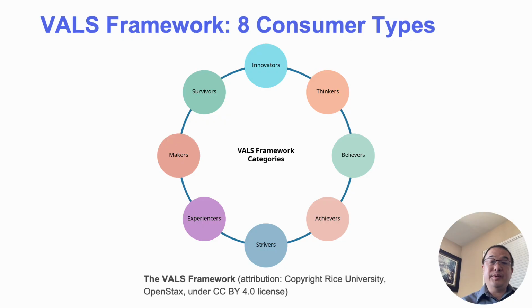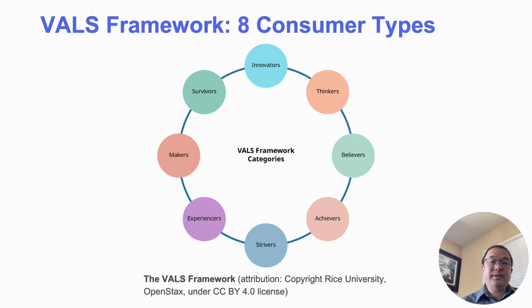Number 3, believers. The characteristics include traditional, conservative, loyal, and value family and community. The buying behavior is that they prefer familiar brands, and they resist frequent changes. Examples include buying the same toothpaste every time, shopping at a trusted local store.